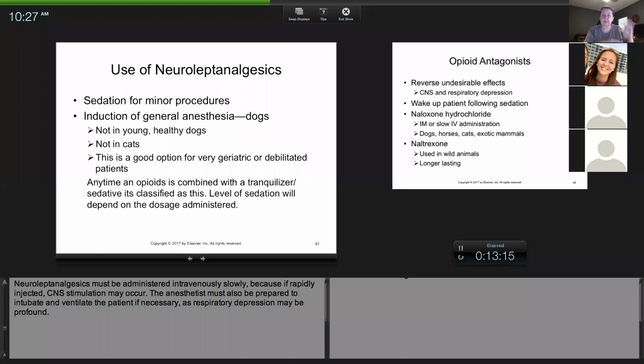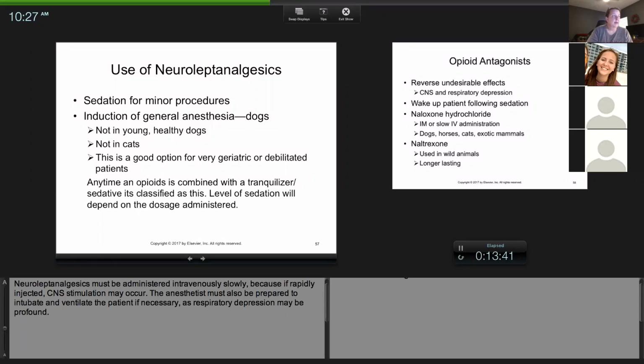But this induction protocol is very good if you have a very geriatric, critical patient, because opioids plus midazolam are very safe for patients. They have very minimal side effects. And again, like I said, it depends on the dose you give. The level of sedation depends on the dosage that you give.